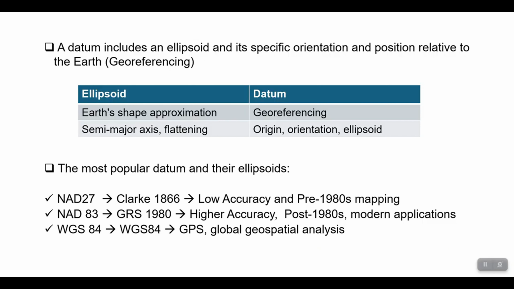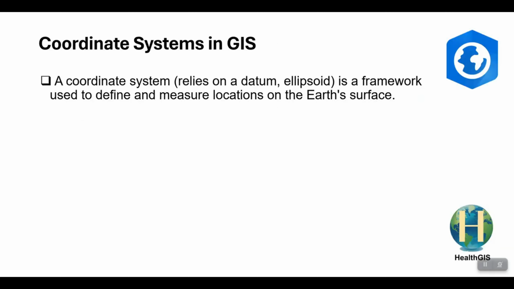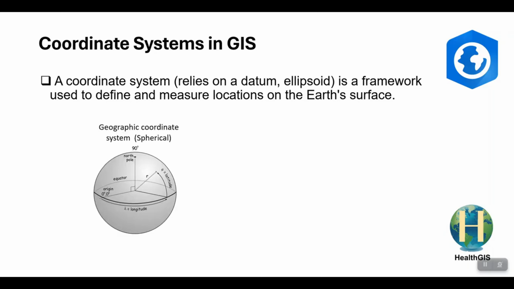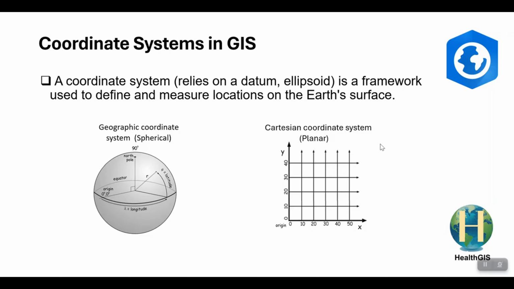Now that you have a datum, you have a framework to pinpoint locations on Earth. And in order to do that, we use coordinate systems. Using a coordinate system, which consists of axes and an origin, we can define and present any location relative to an origin. In GIS, we have two main types of coordinate system. The first one is the geographic coordinate system or GCS, and the second one is the projected coordinate system or planar coordinate system, or sometimes it is called the Cartesian coordinate system.